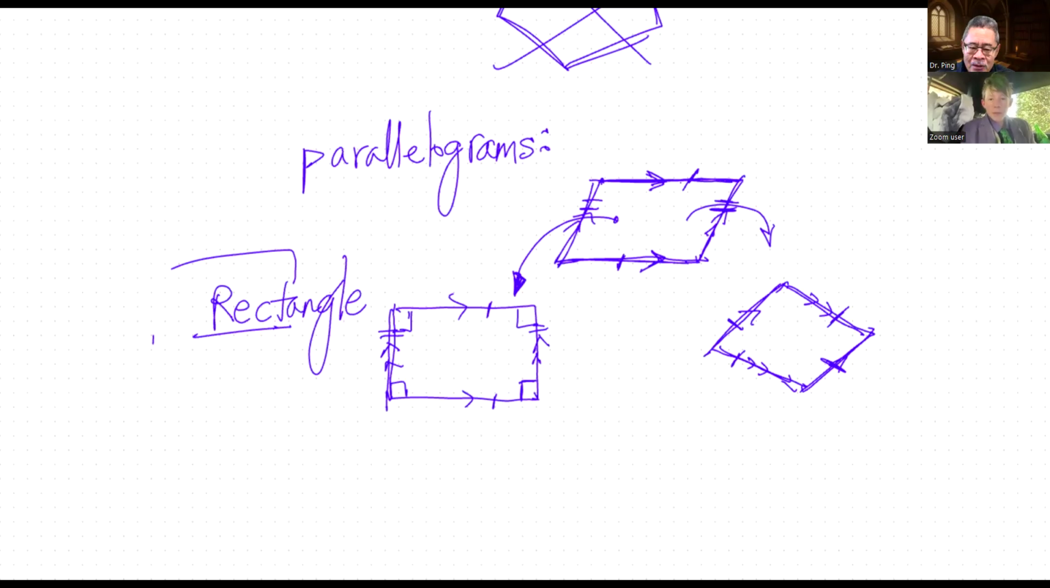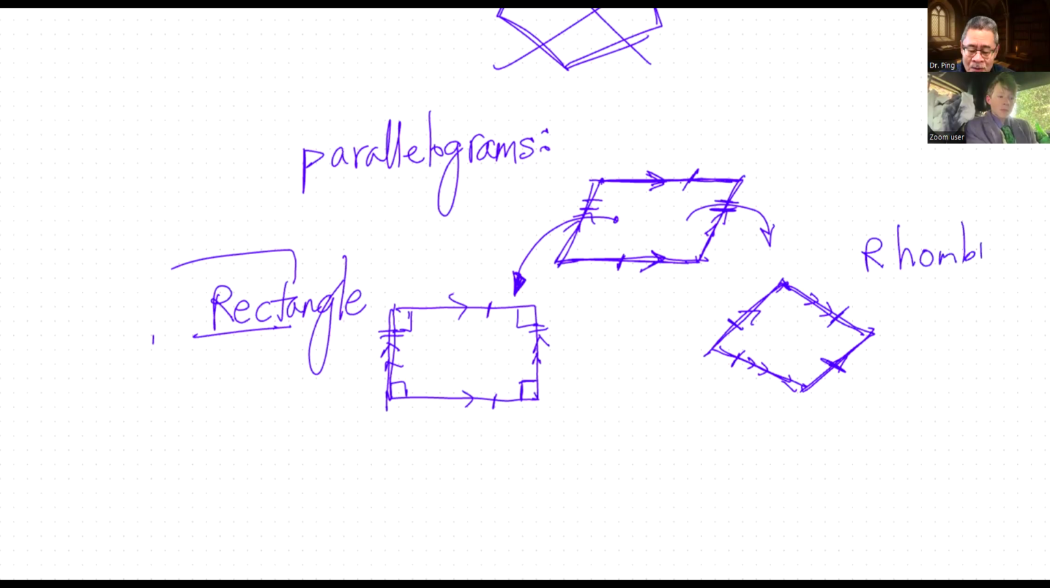Which one? This one I just draw. Oh, a rhombus? Rhombus. Very good. So a rhombus is a special kind of parallelogram. What makes it special is all sides are equal. So this is called a rhombus.